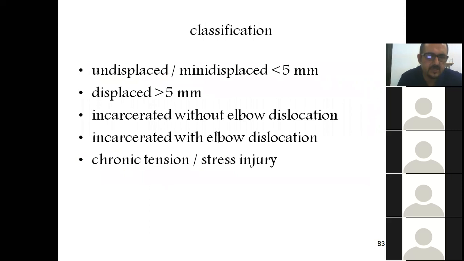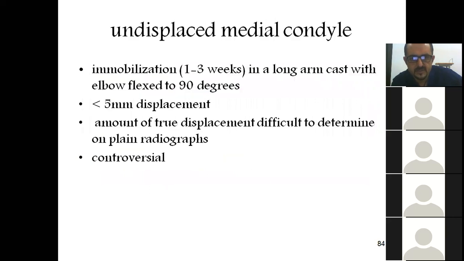Regarding classification, there is no classification for these fractures. Either it can be undisplaced or minimally displaced, less than 5 mm, or displaced more than 5 mm, incarcerated without elbow dislocation, incarcerated with elbow dislocation, and chronic traction or stress injury. So undisplaced, you immobilize for 1 to 3 weeks in a long arm cast with the elbow flexed to 90 degrees of flexion.